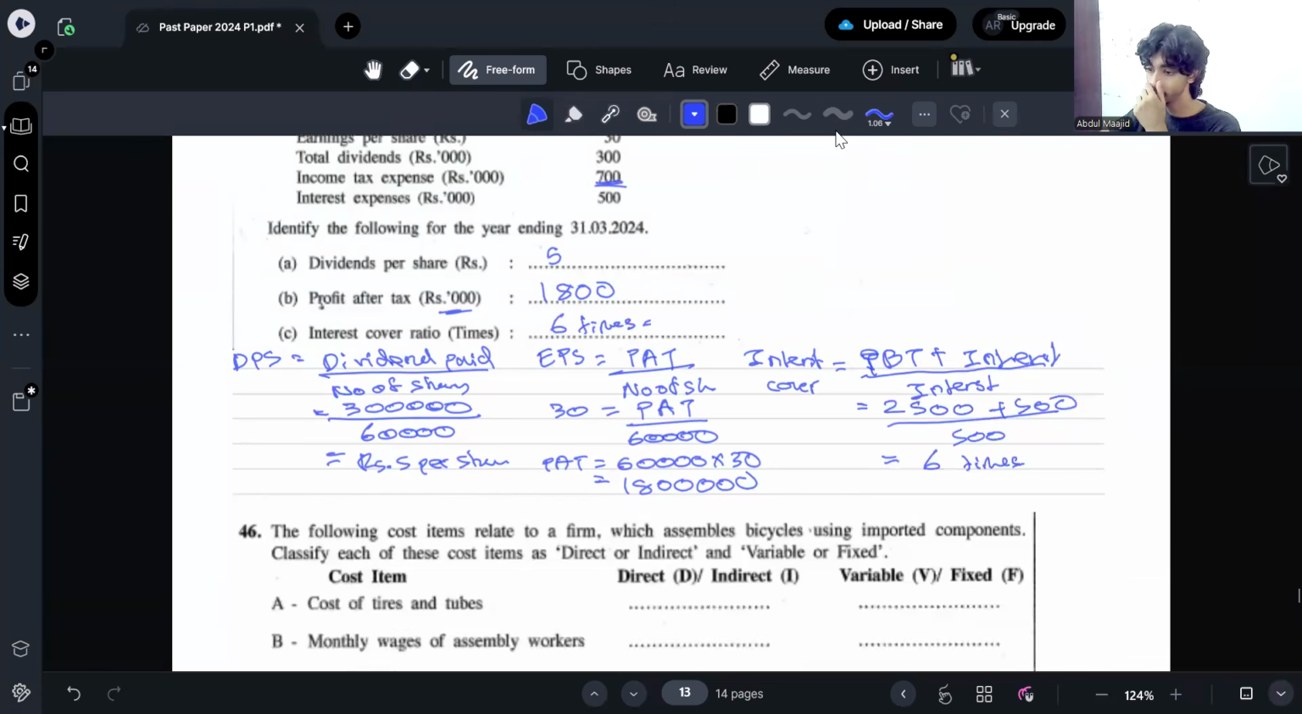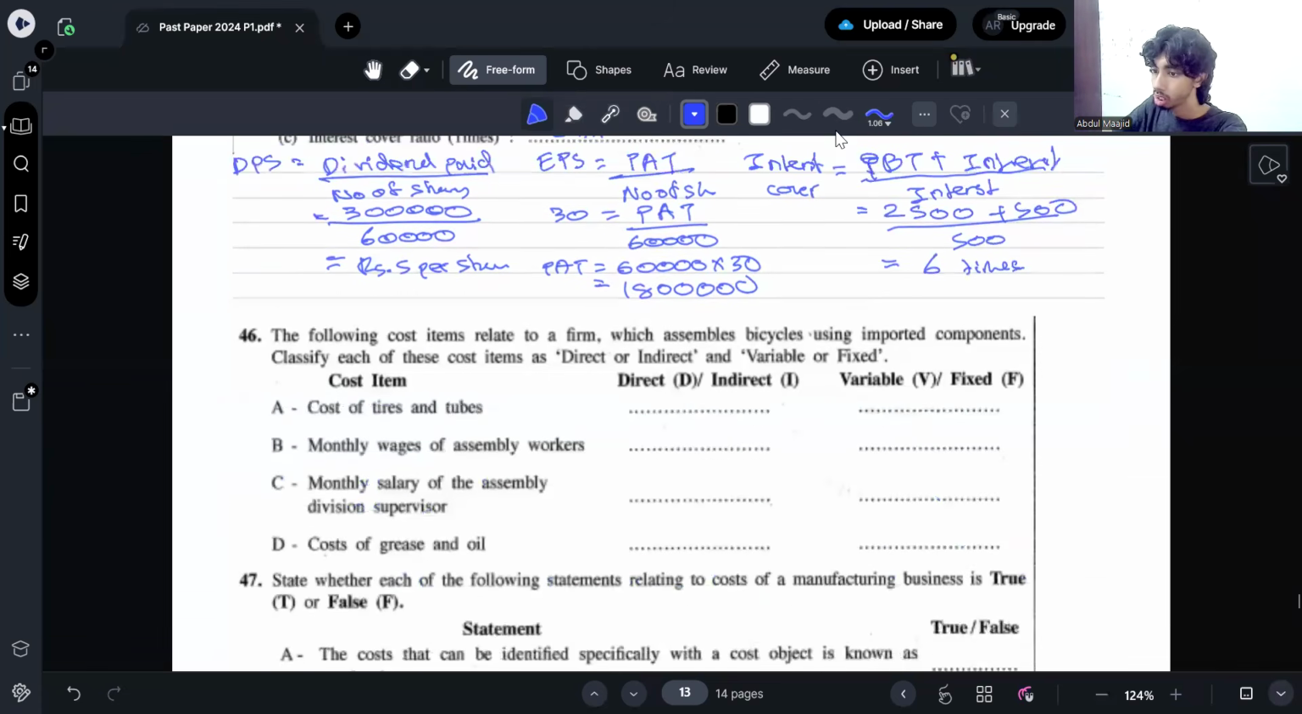Okay. Then 46. The following cost items relate to a firm which assembles bicycles using imported components. Classify each of these cost items as direct or indirect and variable or fixed. Cost of tires and tubes. Tires and tubes, those are raw material. Those are direct expenses. Are they variable or fixed?